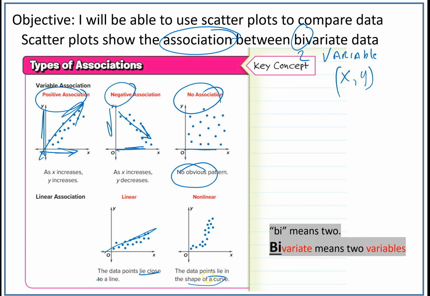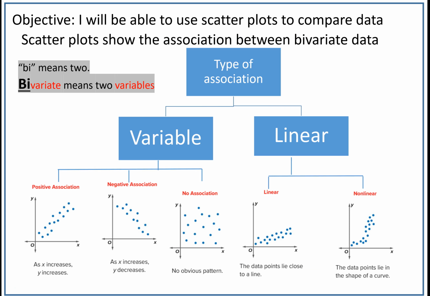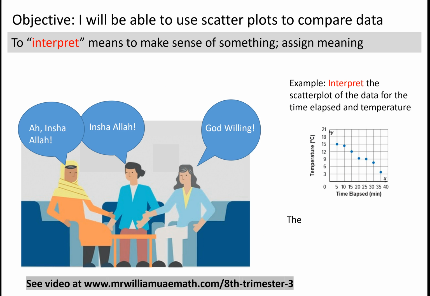You also have a linear association where it looks like a line. And you have a nonlinear one, where it looks kind of like a curve. Okay? So that's your associations. Positive, negative, and no association, or whether it's linear or nonlinear. Positive goes up to the right, negative goes down, no association has no particular pattern. It can look like a line or look like a curve. Those are your different associations.